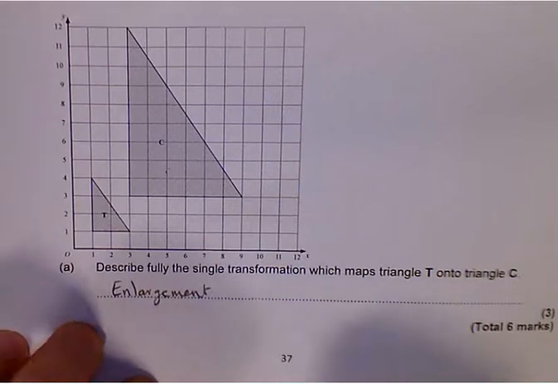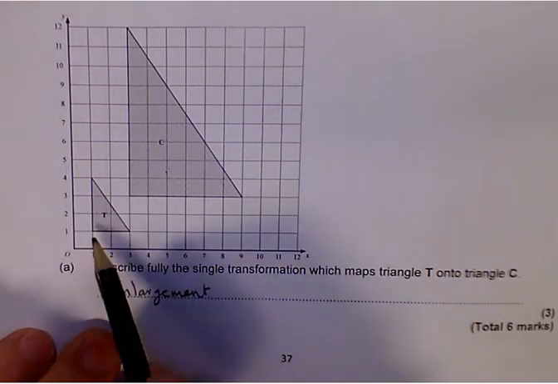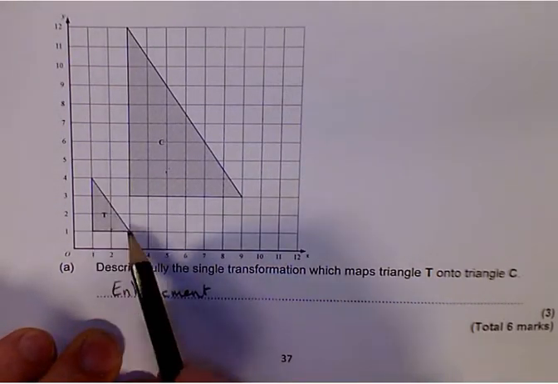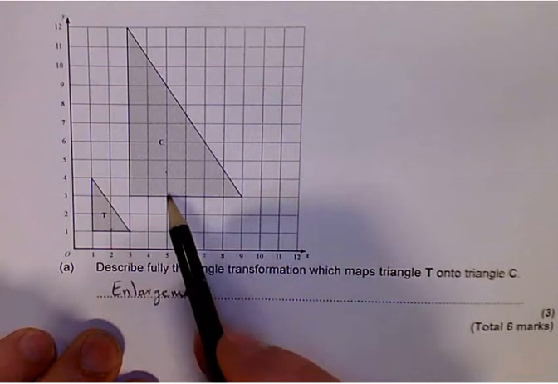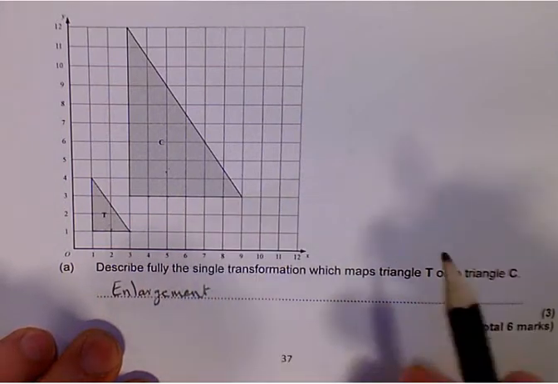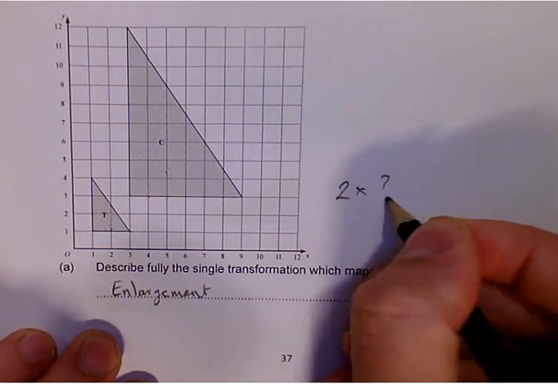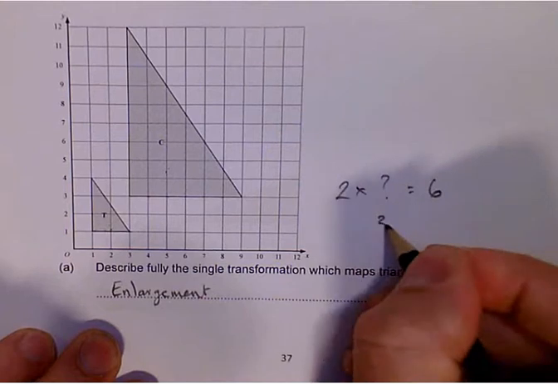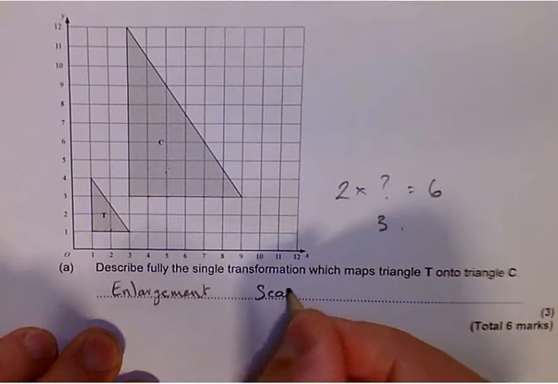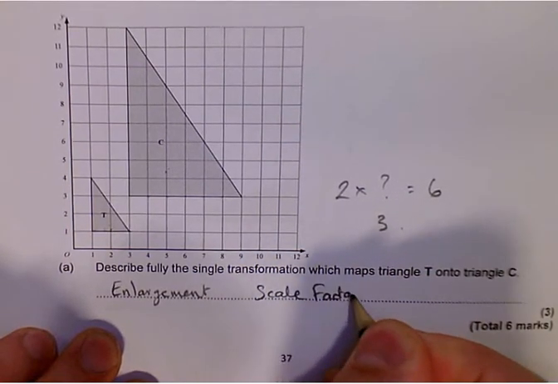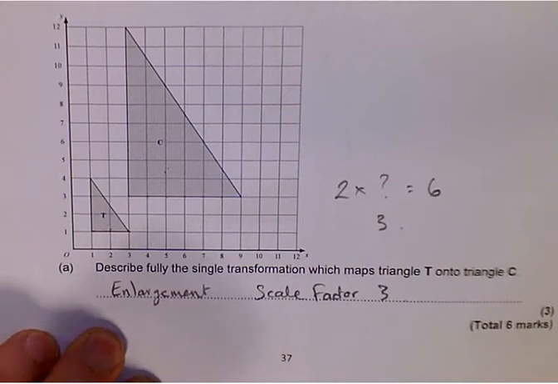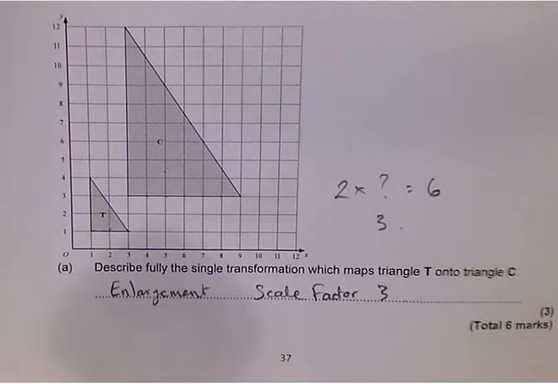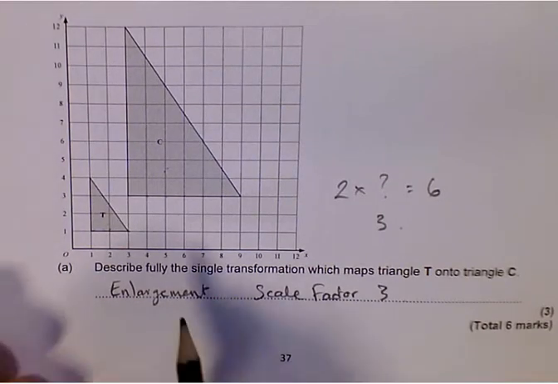That's one mark. We'd then look at it and go, well, that was 1, 2 squares long, and this side is 1, 2, 3, 4, 5, 6. 2 times what makes 6? 3. Scale factor 3. The last point to this triangle is we've got enlargement, scale factor 3.